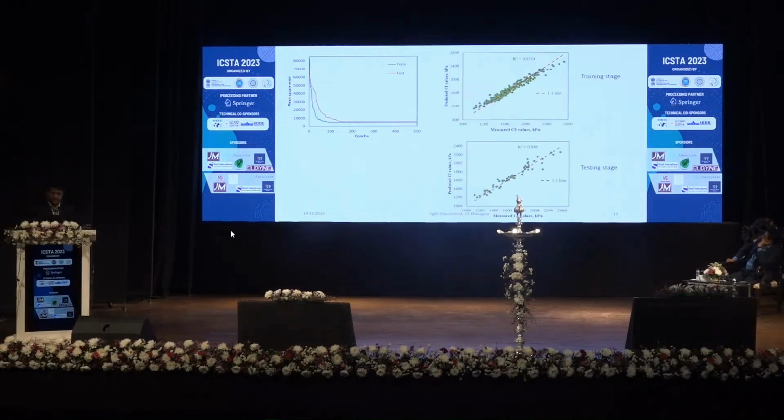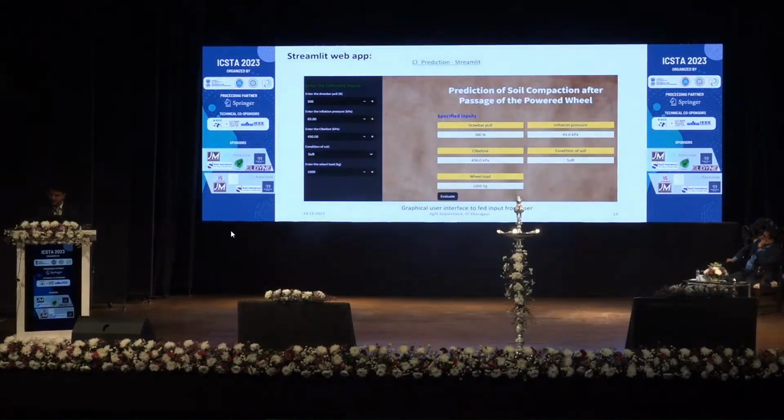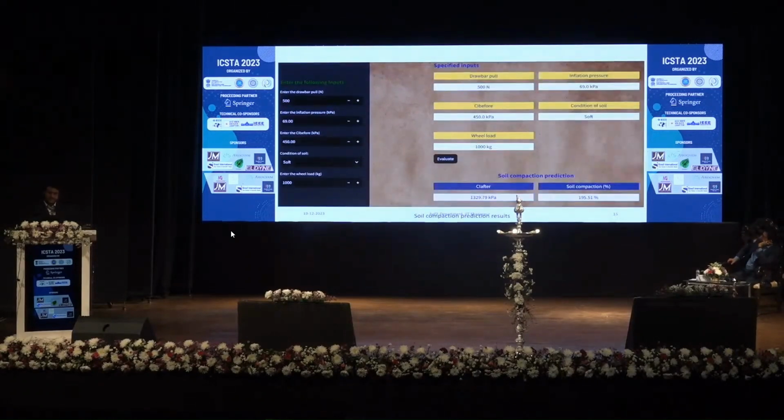These are the scatter plots at the training and testing stage. We got an R square of around 0.95 at the training stage and 0.936 at the testing stage. And the other parameters are also given in this table. This developed model was deployed in the Streamlit web app, where the user has to enter these input parameters and just click on this evaluate button, and he'll get the results like the cone index value after passage of the tire and the soil compaction level, how much soil compaction gets increased due to this.